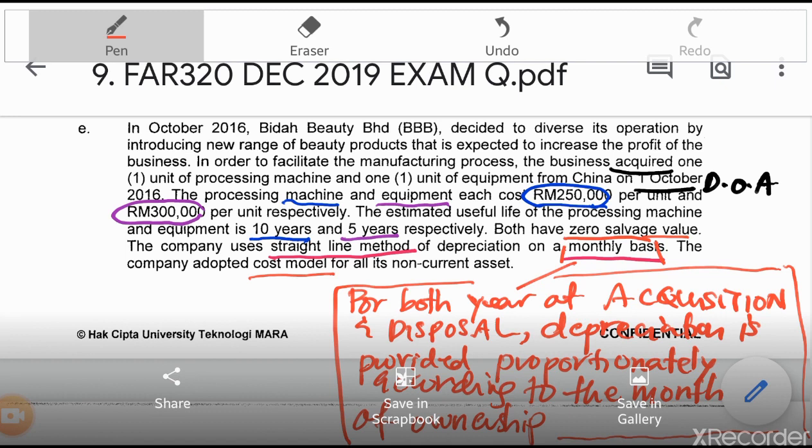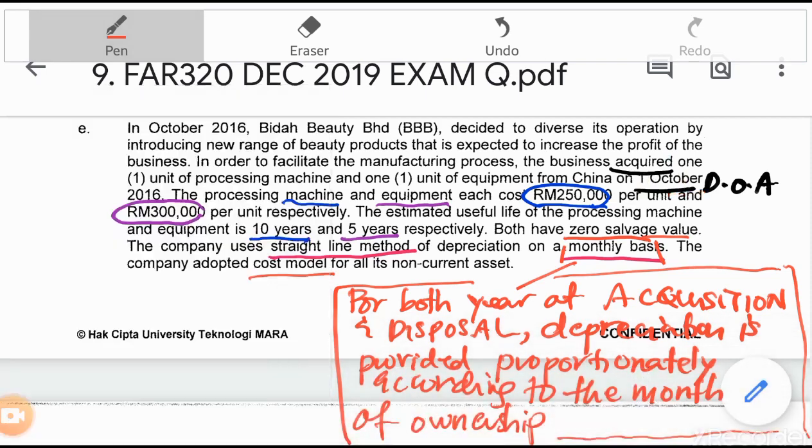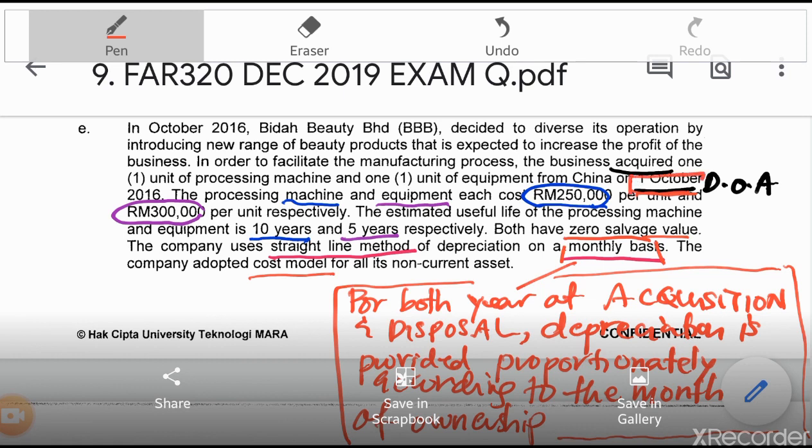Let's say if you acquire them on 1st of October 2016, right? In the year 2016, you are going to provide depreciation for 3 months. Okay. You're not going to provide depreciation for 1 whole year. I hope you are clear with that. So that was the thing on the machine, right? As well as equipment. So now let's go to the next part.